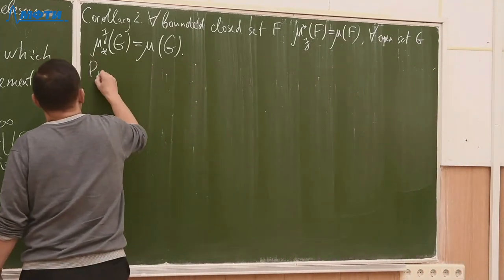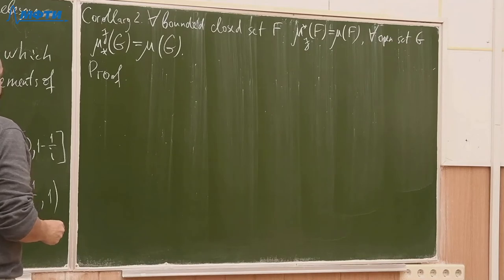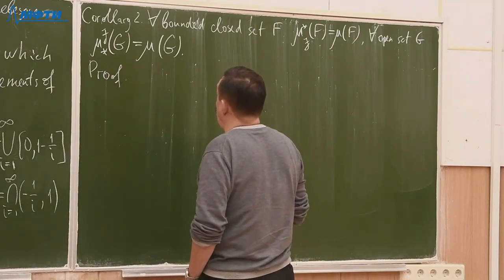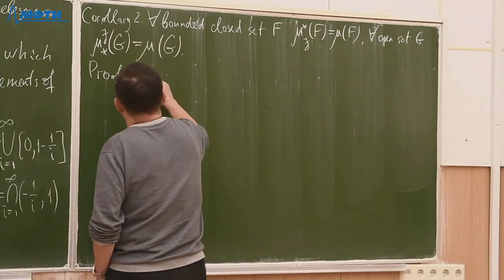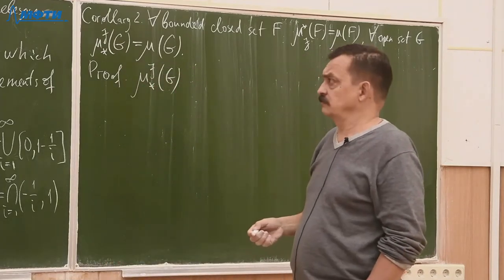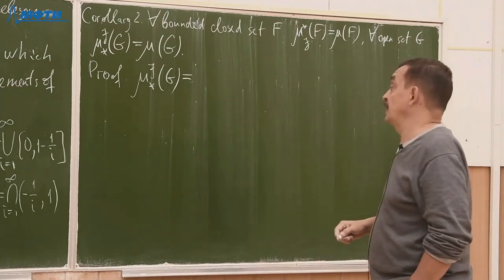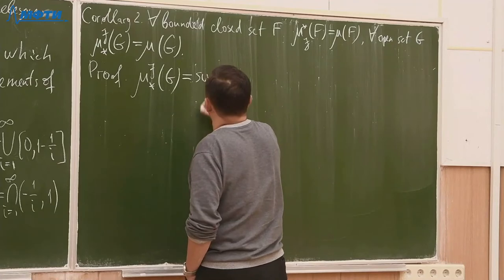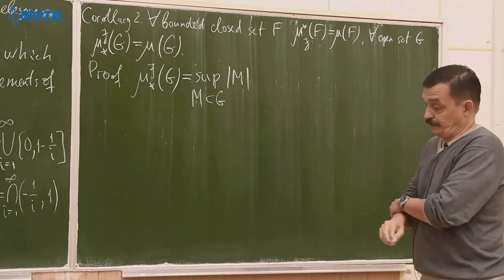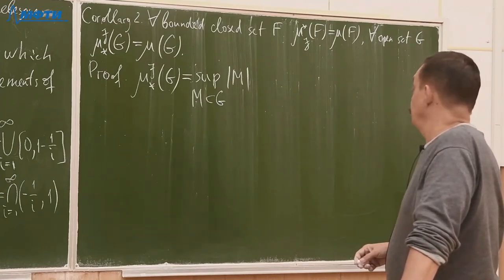So, proof. Let me start with the open set. By the second remark from today, we have that the inner Jordan measure is the supremum over all elementary sets which are inside G of their volumes.